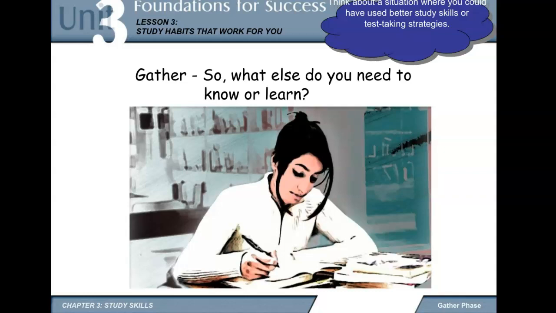And the reality is that it is a process, and you do have to learn how to study. You just don't say, hey, I know how to study. We actually have to learn the process of studying, which is what we're looking at now.